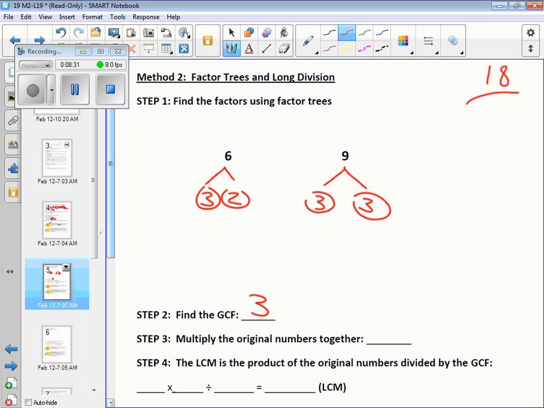Okay, so method 2 is the original numbers multiplied together divided by the GCF. Okay, let's practice it real quick. There's still some space somewhere. Let's do 4 and 6. Factor tree for 4, factor tree for 6. Go for it.